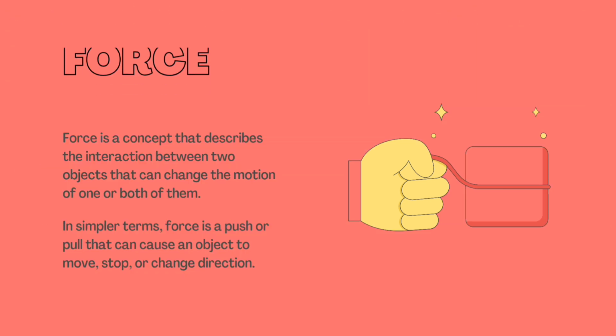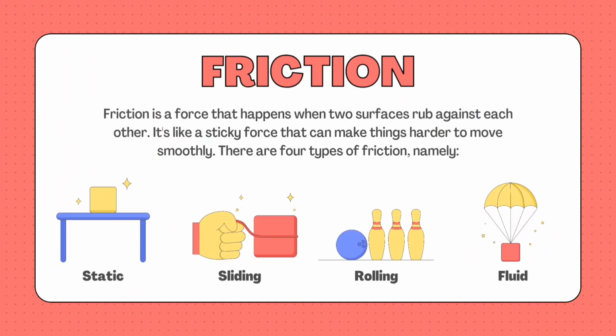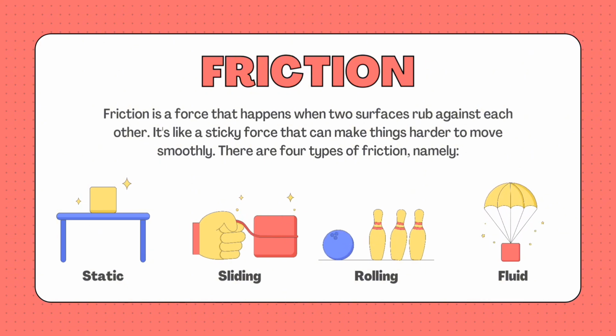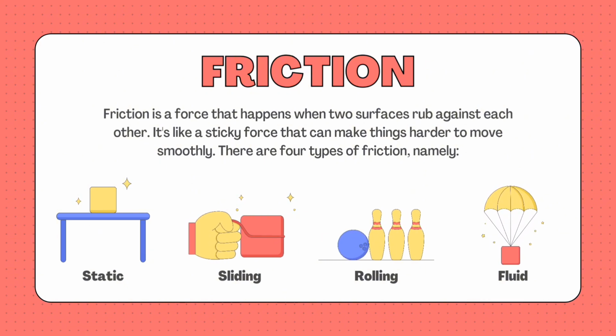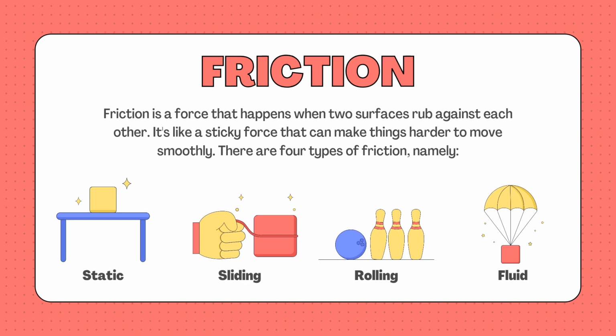Now let's talk about a very interesting force, friction. Friction is a force that happens when two surfaces rub against each other. Think of friction as a tiny enemy of motion. It always says, hey, don't move so easily. Because of friction, things don't slide freely everywhere. If there was no friction, walking would turn into skating, and life would become very dangerous.